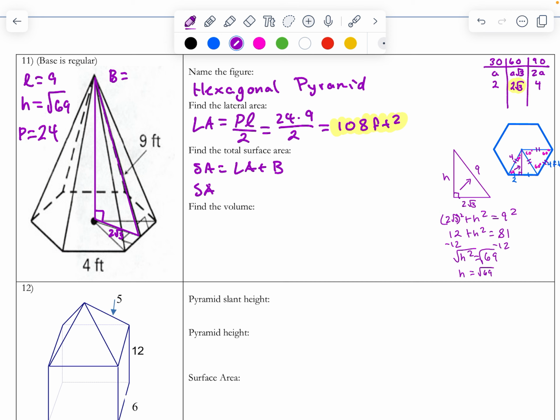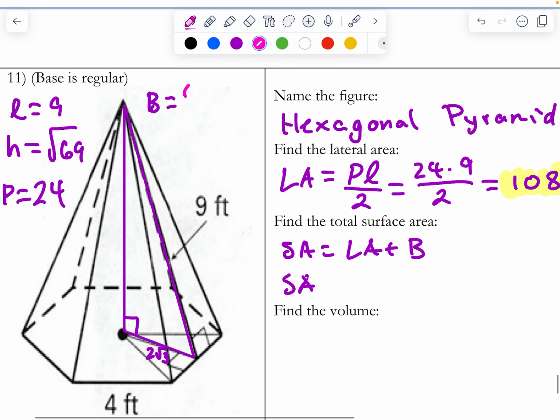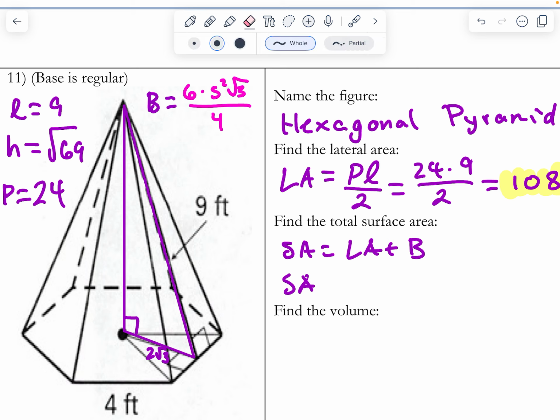So let's go ahead and find that. In order to find the area of a hexagon, we take 6 times the area of an equilateral triangle. Area of an equilateral triangle is s squared root 3 over 4. So we're going to do 6 times s squared times root 3 over 4. Since the side length is 4, we just replace s with 4.